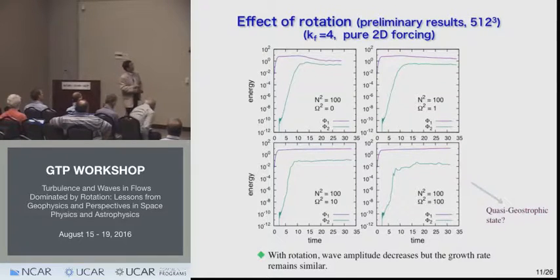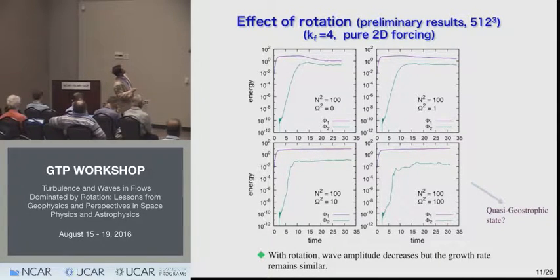Now if we impose rotation as well as stratification, this is the effect of rotation. I present only preliminary results with 512 cubed. Rotation is zero as shown before, and if we increase rotation, the development of phi1 energy, horizontal energy and vertical waves are shown. With higher and higher rotation, the wave amplitude becomes smaller and smaller, but the growth rate is almost the same. At N squared equal 100 and Omega squared equal 100, it's both low Froude number and low Rossby number case, so we expect that the state is quasi-geostrophic.